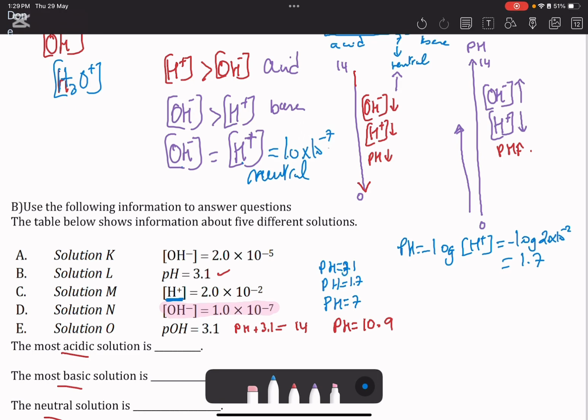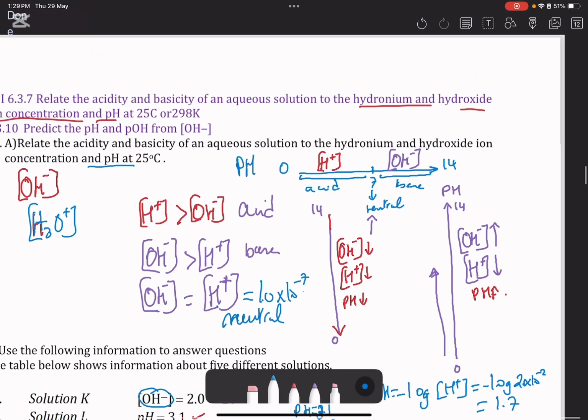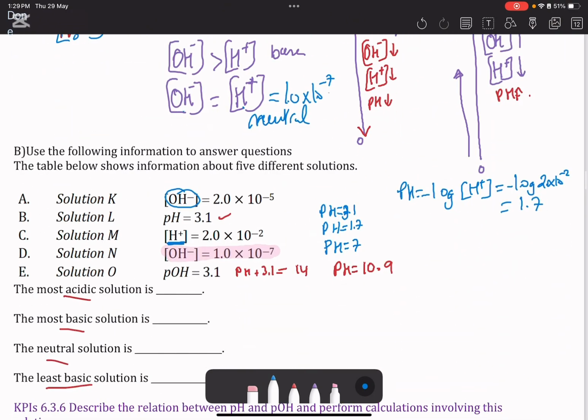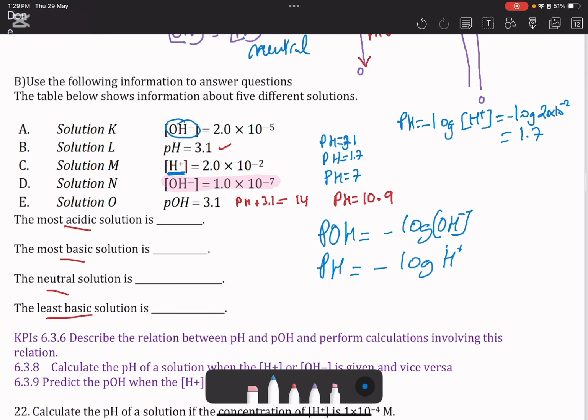And the last one, I have OH minus. So if I look at my formulas, I have pOH equal minus log OH minus. And I have pH equal minus log H plus. And I have pH plus pOH equal 14. Which one is better to use? If I have OH minus, I'm gonna put it here and get the pOH, and then I will substitute the pOH over here in this equation to find the pH.